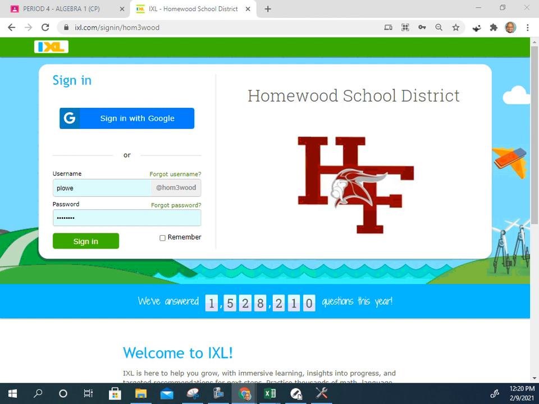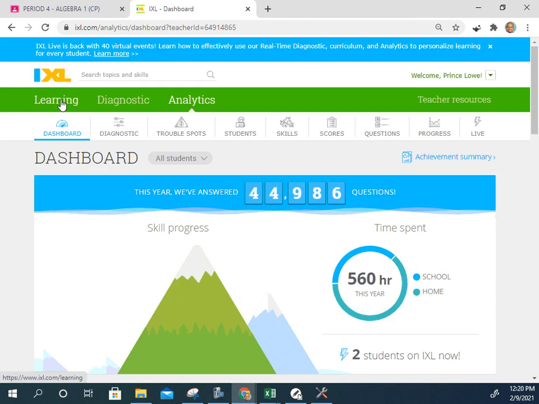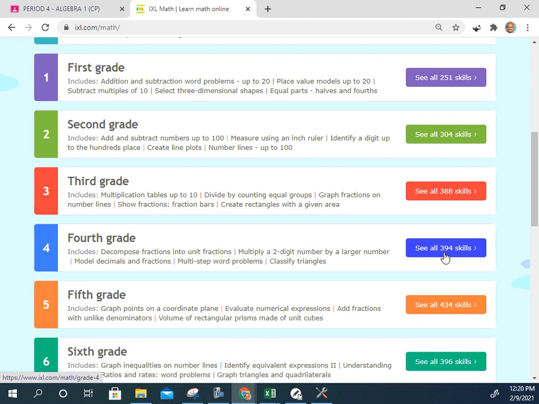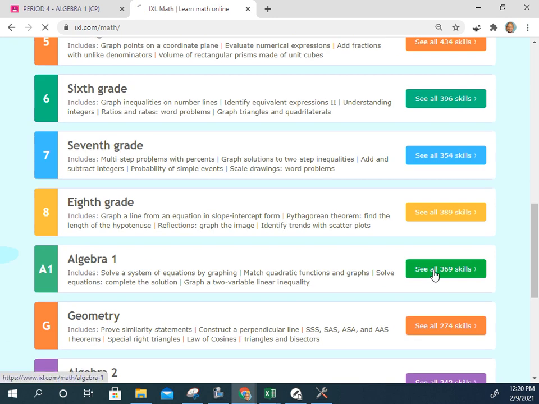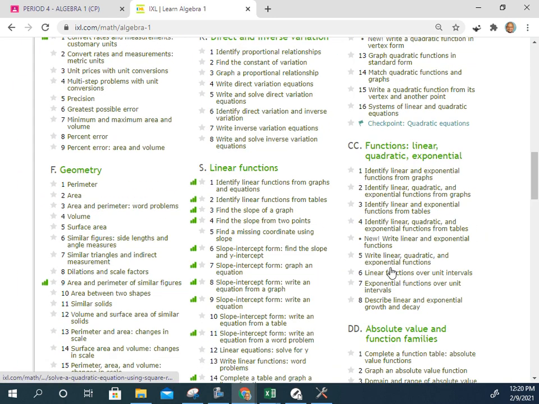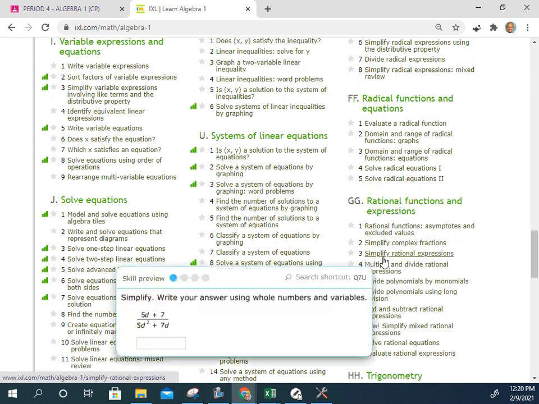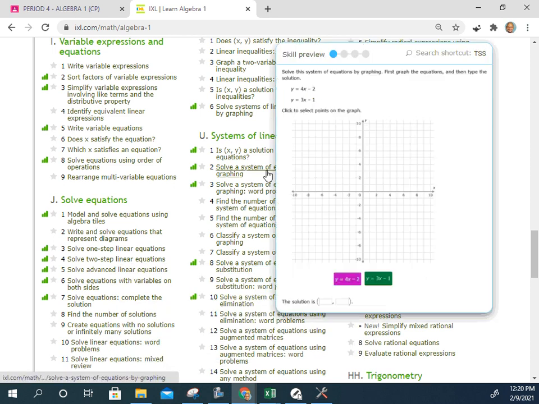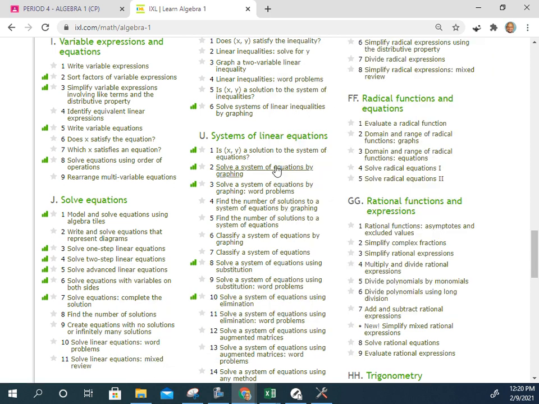So remember, you are going to ixl.com/sign-in/HOM3wood. Let me put that in the chat just so that you know which site you need to go to. Go anywhere else, and if I can't see your score, that means you didn't do it. We're going to sign in here. The IXL that goes with this lesson is U, number 2. Solve a system of equations by graphing.